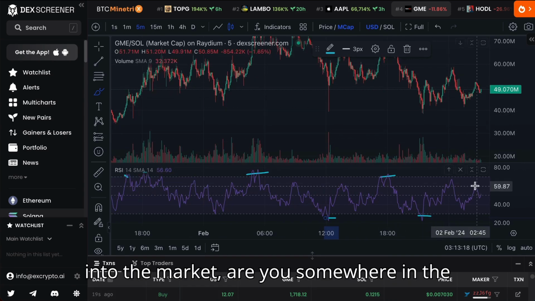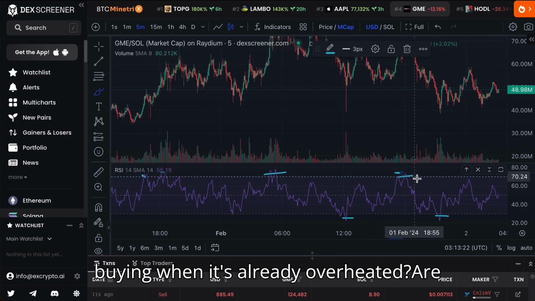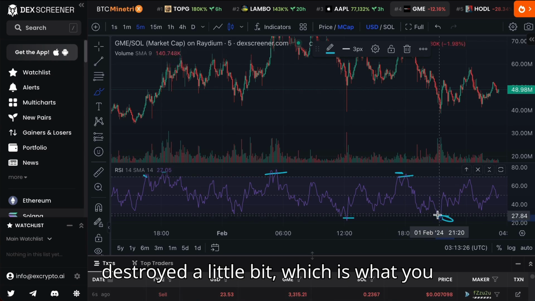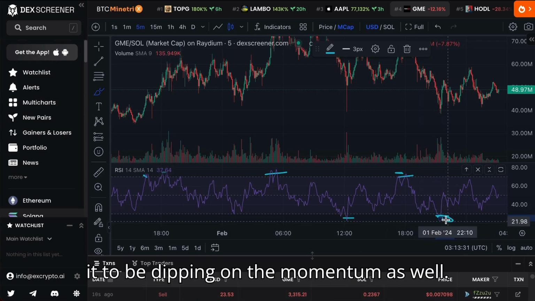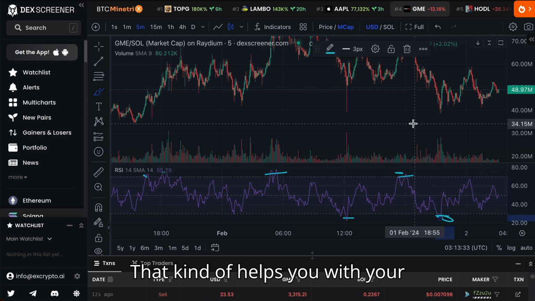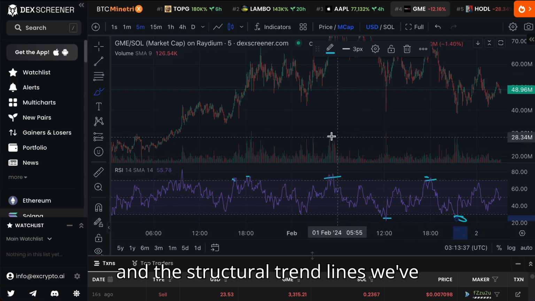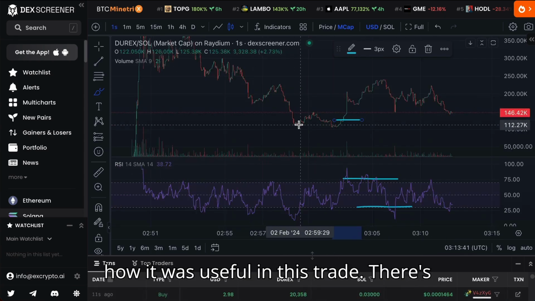If you're looking to hop into the market, are you somewhere in the middle, which is kind of safe? Are you buying when it's already overheated? Or are you buying when it's actually been destroyed a little bit, which is what you want? When you're buying a dip, you want it to be dipping on the momentum as well. That kind of helps you with your decision, along with obviously the volume and the structural trend lines we've talked about before. But let me show you how it was useful in this trade.